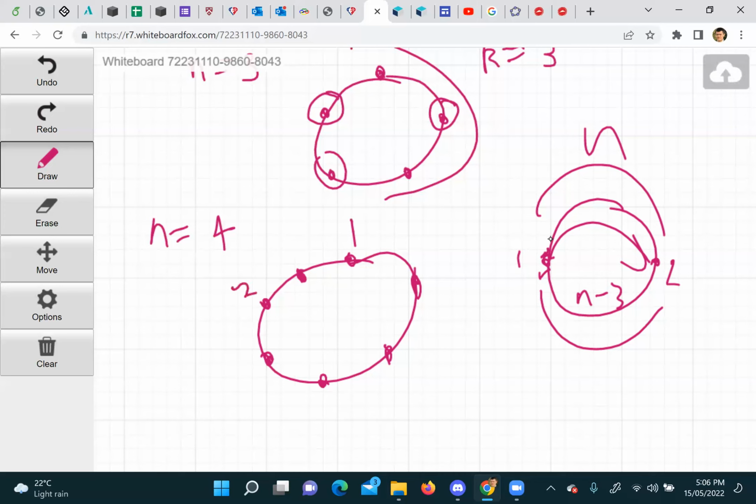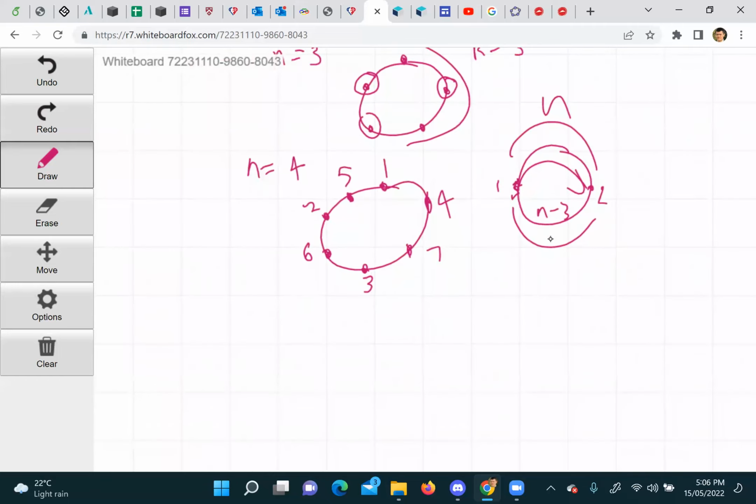So 2, 1, 2, 3, 4, 5, then 3, 1, 2, 3, 4, 5. Oh, it's a graph. Every time you take a point, mark it black, and then you go across and mark the other one as not black.